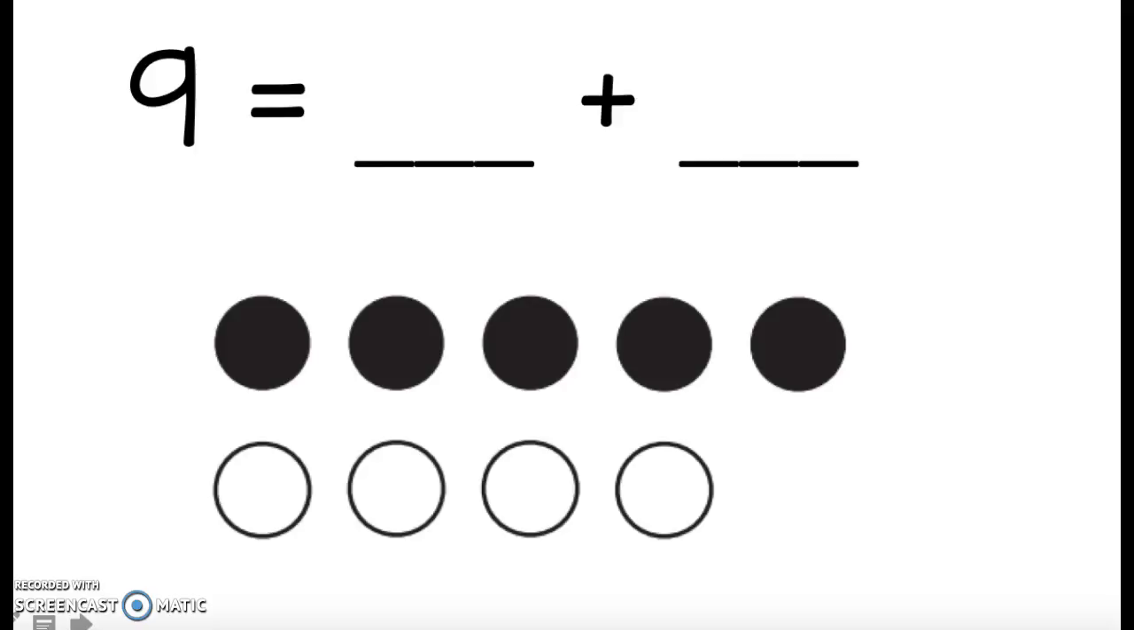I need you to get a dry erase marker and the piece of paper that has the 5 group dots like you see in front of you. Pause the video to get your materials.